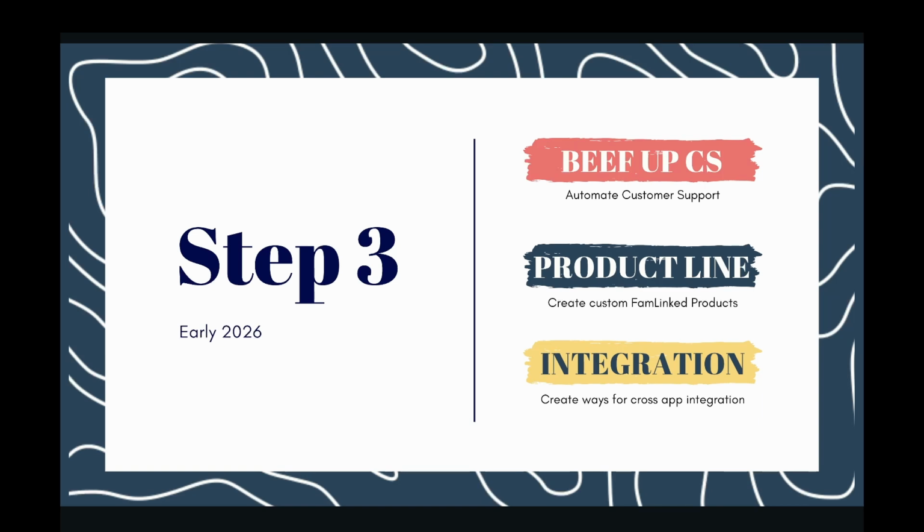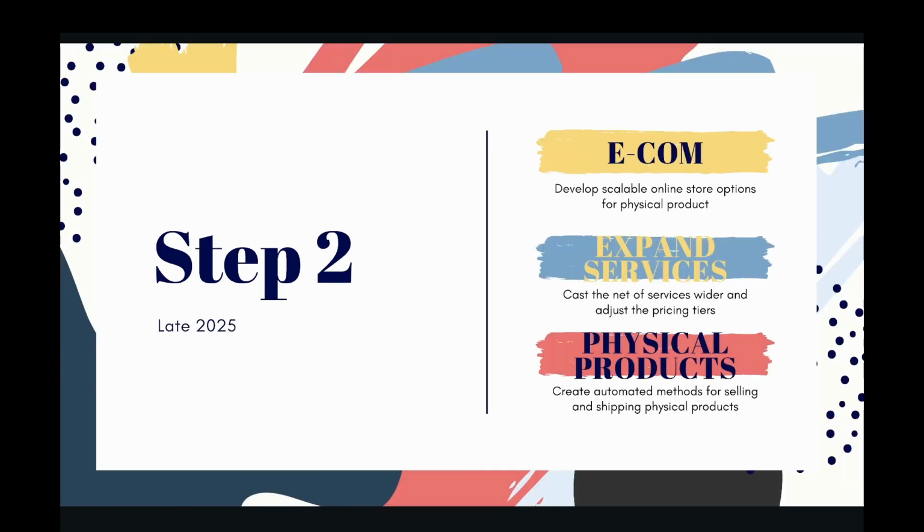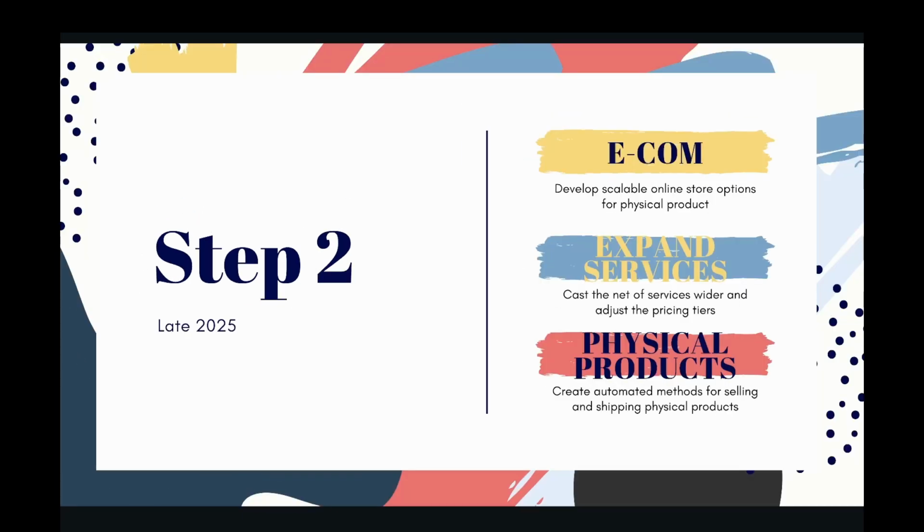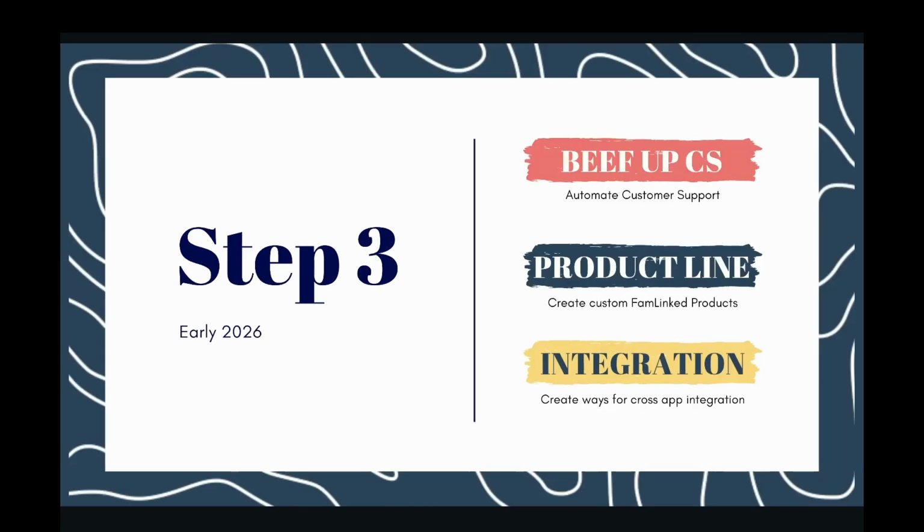And then step 3, it's simple. Beef up the customer support, make sure that it's flawless. We're going to try to automate as much as possible, but we don't want to go too far and automate the stuff that shouldn't be. But this, as well as the physical products and the expanded services or the e-com, is going to be in the DevLog. It's not necessarily a business log, but a developer log, right? So this I want to automate using back-end tools and hosting it on a server to automate it as much as possible.